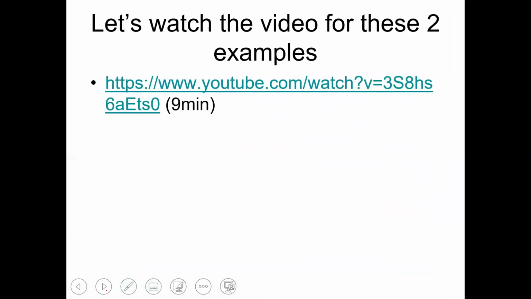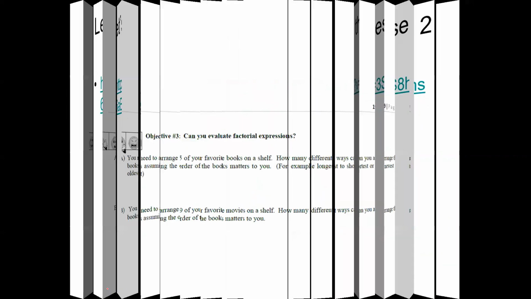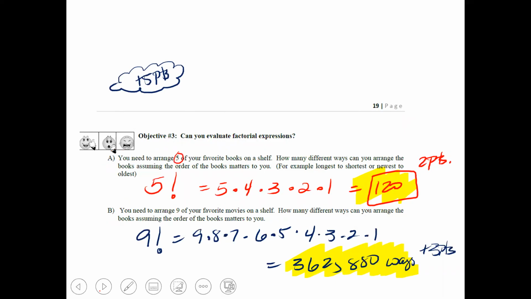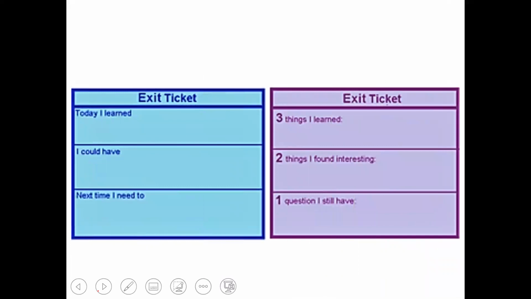If you need to watch a video explaining these 2 examples again, I have a YouTube video that's about 9 minutes. A different person will explain it to you. Maybe they'll do a better job. If you haven't done Objective 3 yet, make sure you finish A and B. It's on page 19. Your exit ticket is right here. You can go ahead and copy this part down somewhere in your guided notes in the white packet.